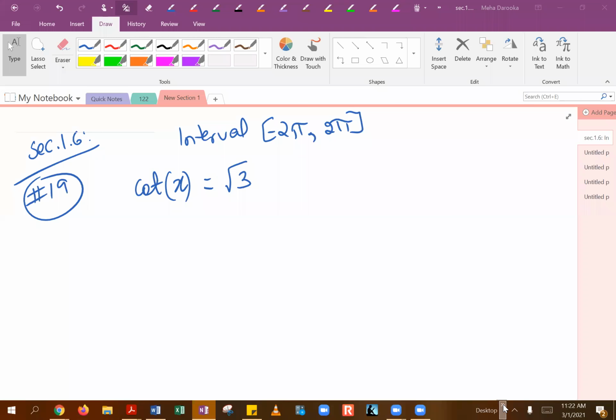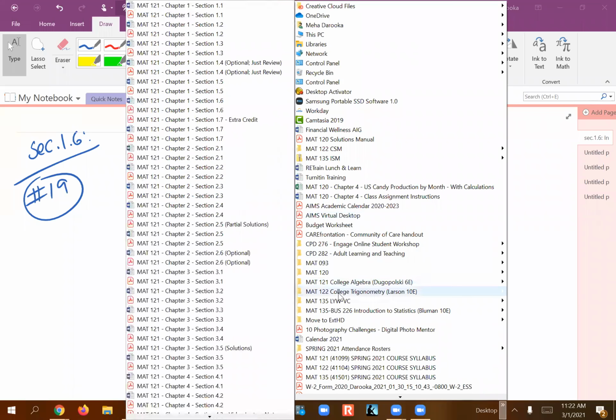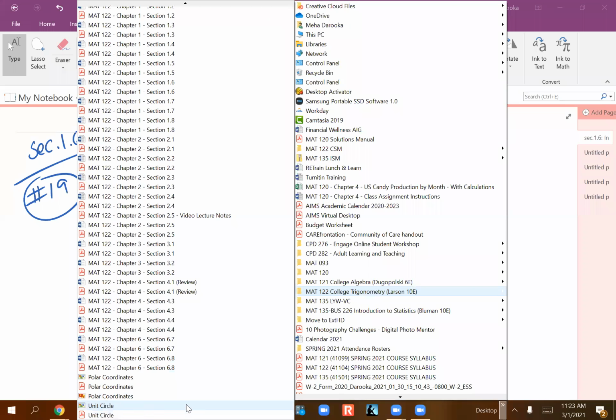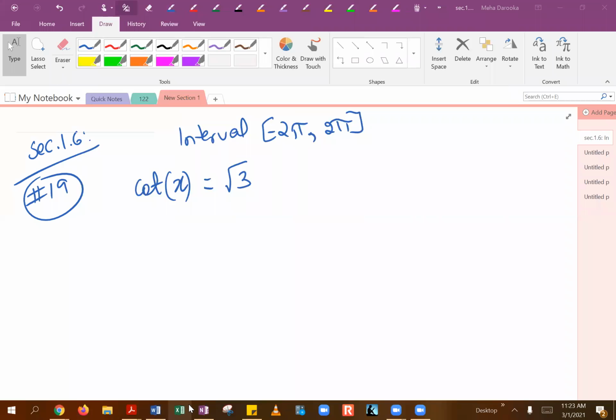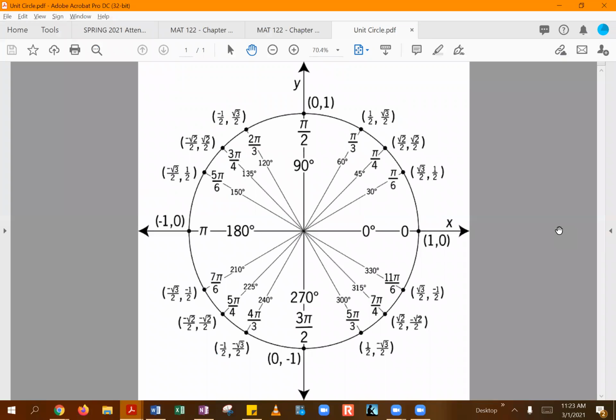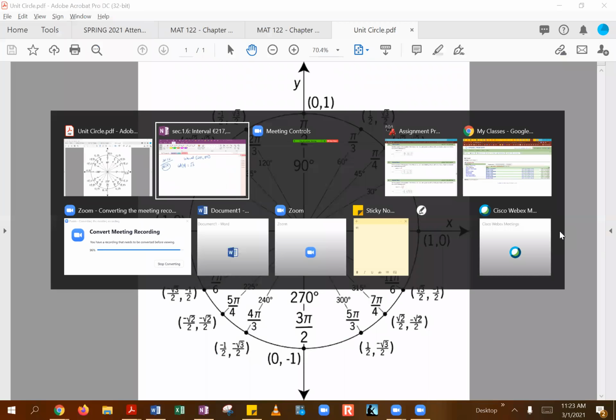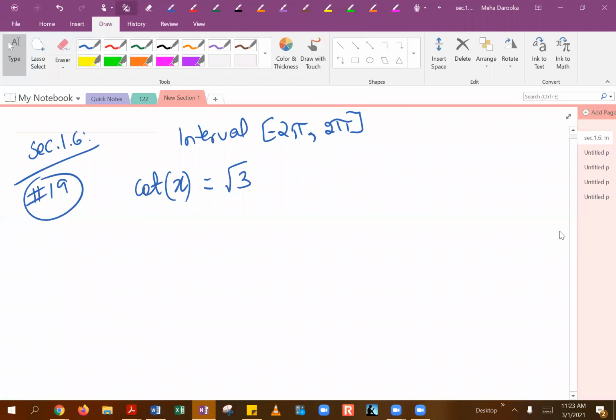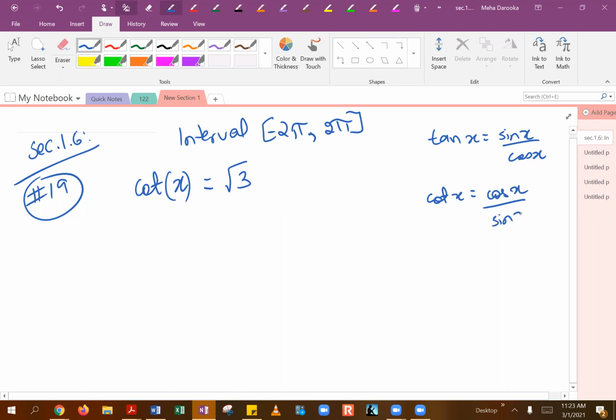Remember, I always talk about using our unit circle to help guide us through the process. So let me open up our unit circle over here. Since this is cotangent of x equals 3, remember cotangent is the reciprocal function for tangent. We define tangent of x as sine of x over cosine of x, so you can think of cotangent of x as the reciprocal, which is cosine of x over sine of x.